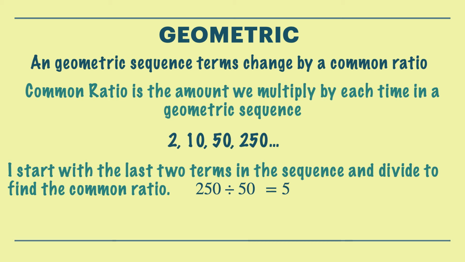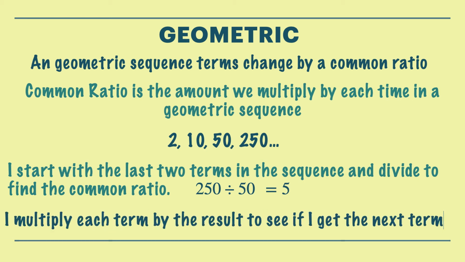So now I have to double and triple check that every time I multiply by 5, I can get the next term in my sequence. So I'm going to start back at the beginning now. 2 times 5 is 10. 10 times 5 is 50. 50 times 5 is 250. Yes, so my common ratio, r, I'm going to call it, is equal to 5.